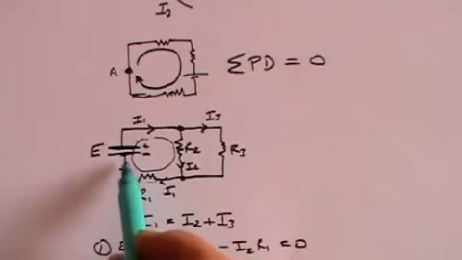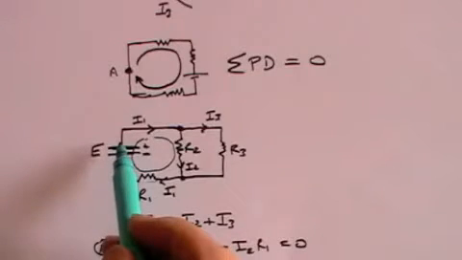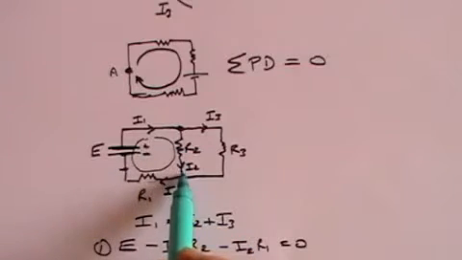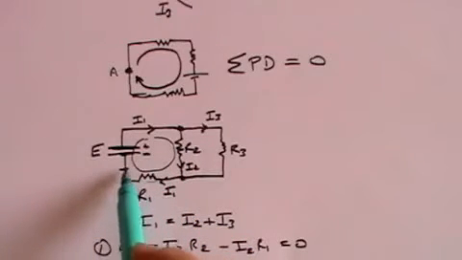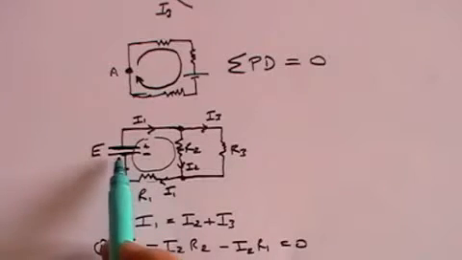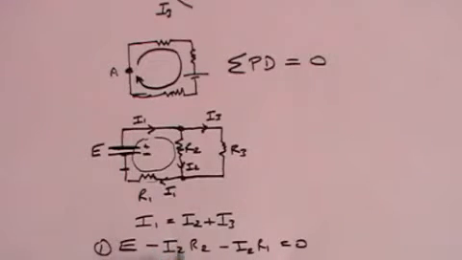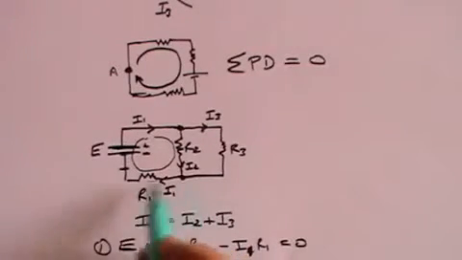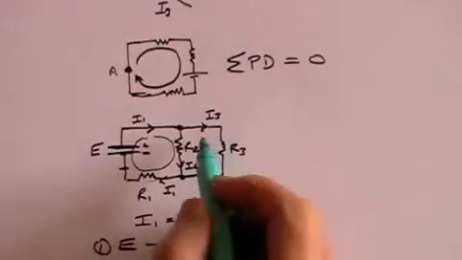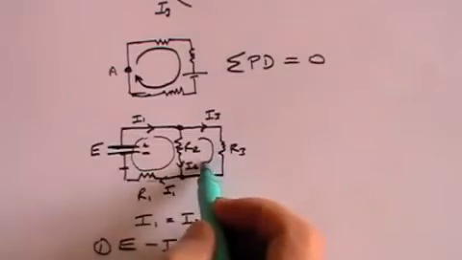As you go past the battery, you get a potential difference hike, and then as you go through this resistance, you get a potential difference drop, another potential difference drop, and you end up where you started. So E, which is the potential of the battery, minus I2R2 minus I1R1 equals 0. Let's see if we can do better with the second circuit.